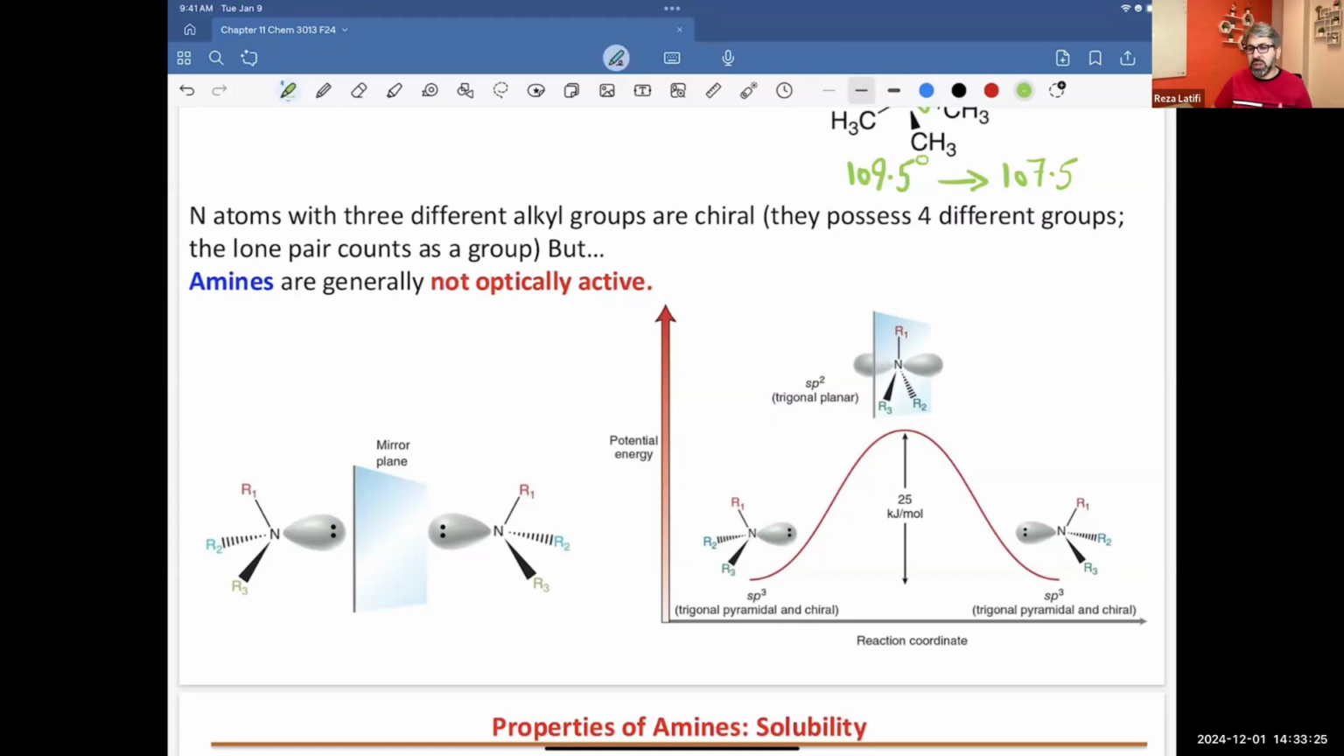But the problem is that those two enantiomers can easily convert to each other. We will have inversion between them, and as a result, it will be hard to separate those two enantiomers. Whenever you try to measure the optical activity, you will find it is racemic. It doesn't mean you don't have enantiomers. You do have them, but because they can easily interconvert, they cancel the optical activity of each other, and the solution will be non-optically active.